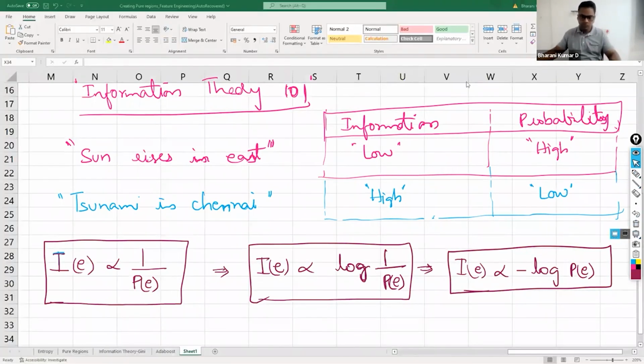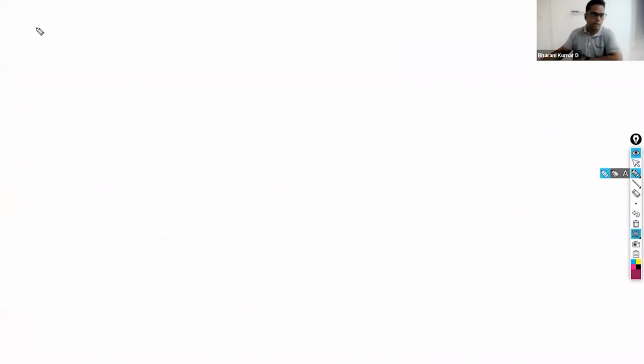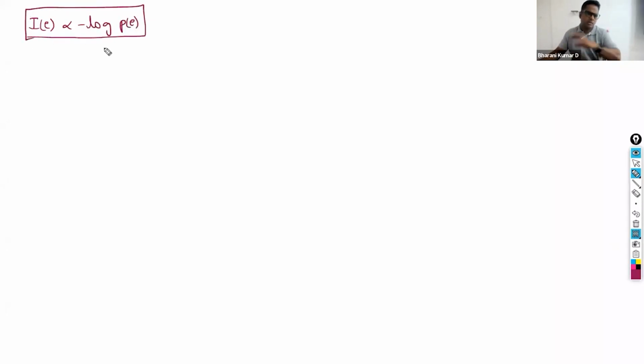Anyways, so I'll just erase this. And this is the formula that we have. Information is proportional to minus log of probability of event. This is a formula that we deduced from that simple example that we summarized in the tsunami in Chennai, etc. Now, we discussed mean and we discussed expected value. Remember, in the initial days, we discussed the difference between mean and expected value. Expected value is also called mean.